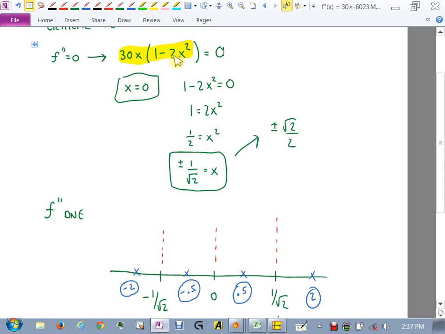concave up. So what I'm going to do is draw a little smiley face. Right? Negative times negative is positive. So this is not increase, decrease anymore. Second derivative is concave up or down.